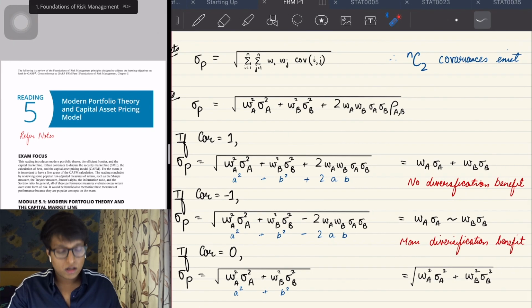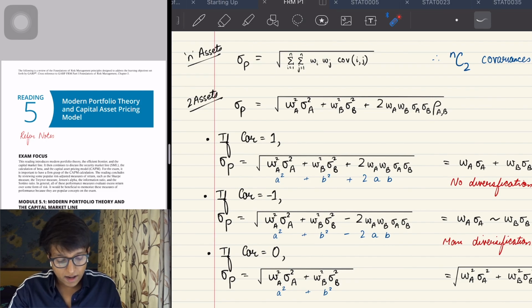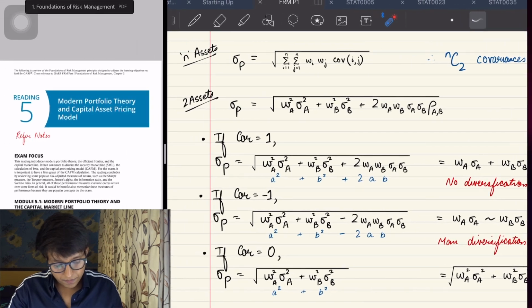In the third case, simple, nothing to see here. When the correlation is 0, this entire term goes away. So you just have this term remaining over here.